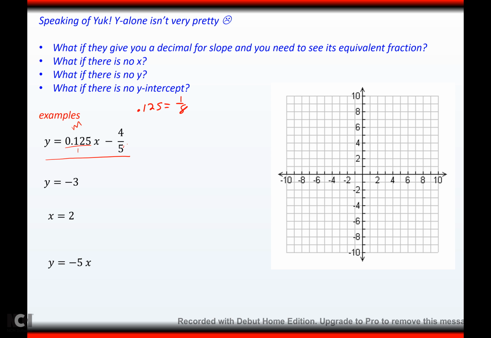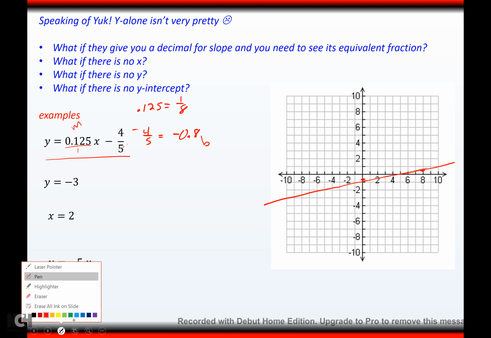And I want this to be a decimal. So if I type -4 divided by 5, I get -0.8. So there's my b, -0.8, which is almost to -1. And the slope says to go up 1 over 8. So that line would be about like that.